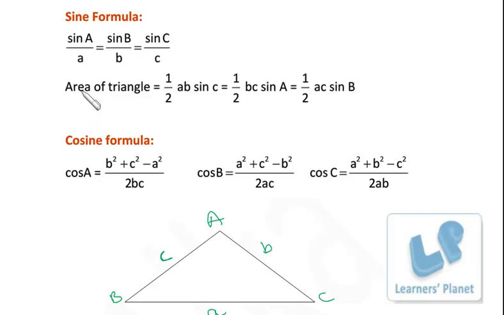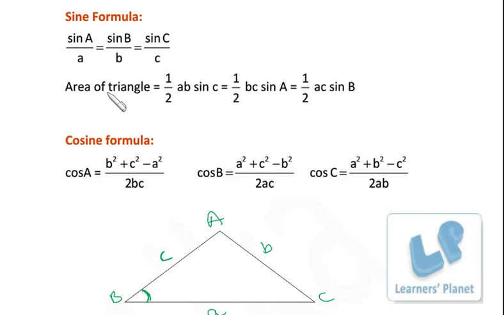Right? And the area of the triangle can be calculated as half AB sine C, half BC sine A, half AC sine B. So if you have two lengths, suppose you have length A and C and you know this angle, then you can calculate the area of this triangle. To calculate the area of a triangle, what you need is the length of two sides and the measure of their included angle. So if you have angle B, length A and length C, you can calculate the area of the triangle.